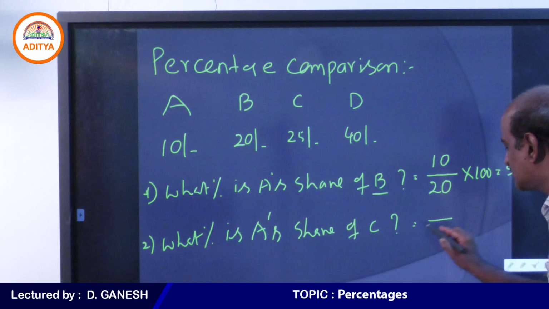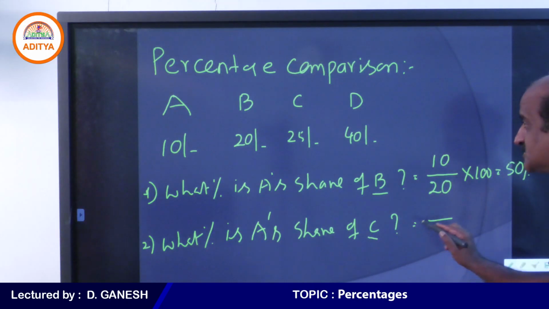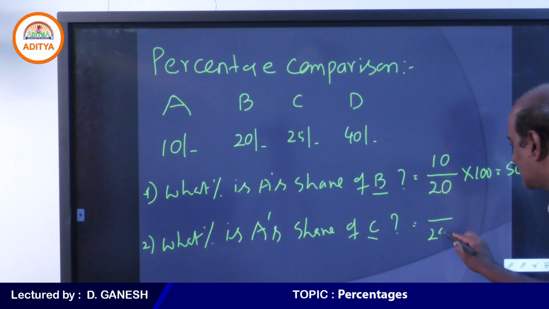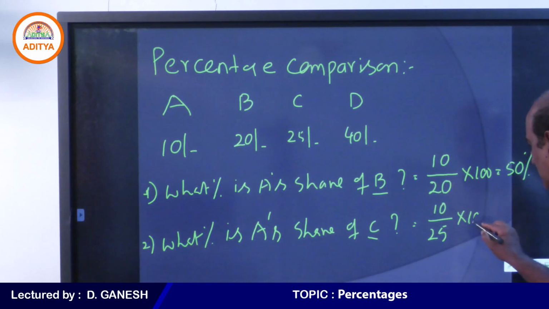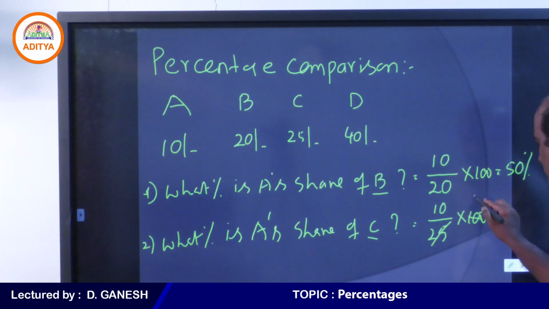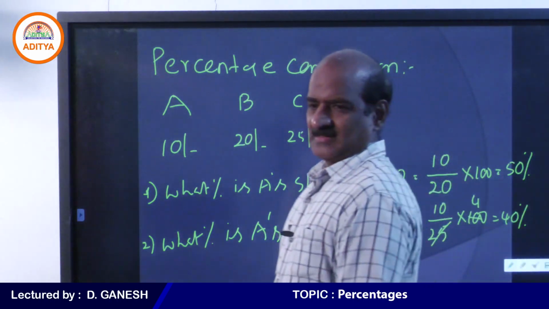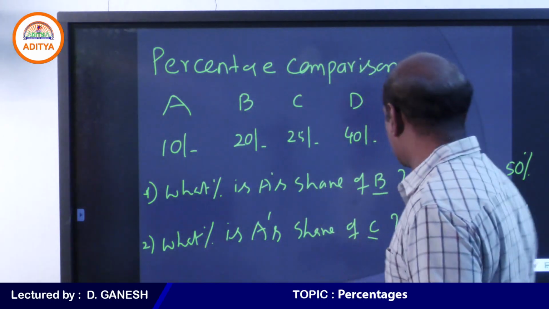So we need to compare the share of C. C's share is 25 and A's share is 10. So when you compare with C, now I am asking you to find A's share, which is 40%. So we discuss the next one.